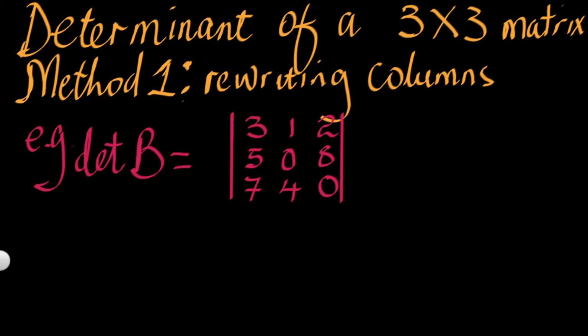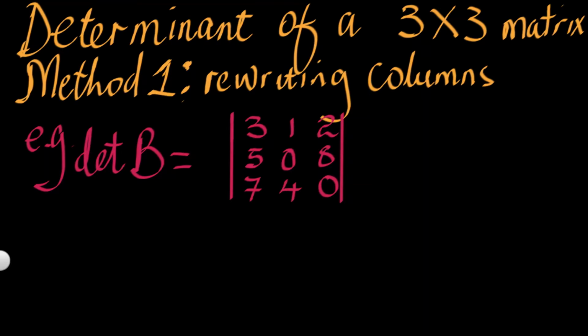Note that you can only evaluate the determinant of a square matrix. If the matrix is not a square matrix, you cannot evaluate its determinant. So a 3 by 3 matrix is a square matrix. We can find its determinant, and there are basically two methods. The first method is similar to the method that you use when you're finding the determinant of a 2 by 2 matrix.